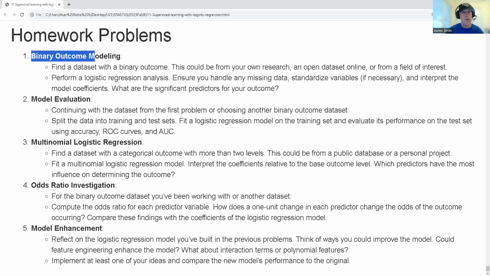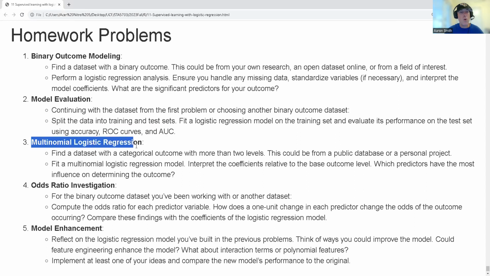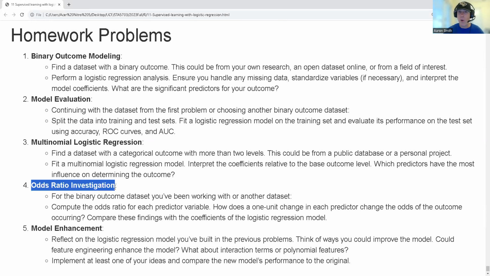For your homework assignment, first thing you're going to do is get your binary target variable, start modeling, and evaluate your model's ROC curve and AUC. Go ahead and try multinomial logistic regression and just see how it works out. And then analyze your odds ratio by your coefficients. Take your coefficients, analyze your odds ratio, see how much it changes. And then think of a way to improve your model.